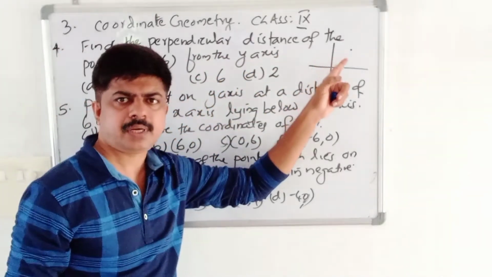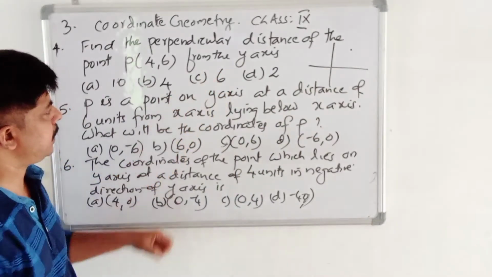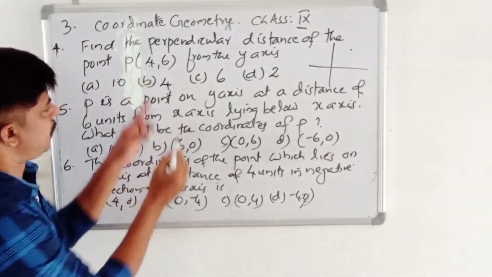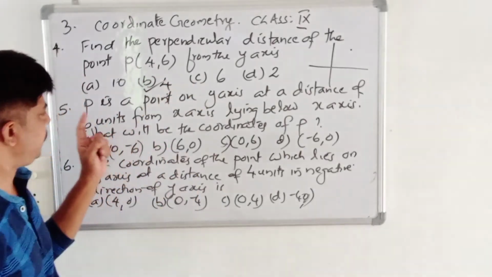Ordinate is always the perpendicular distance from the x-axis. Then here, what is our abscissa or x-coordinate? The answer is 4. 4 is the perpendicular distance from the y-axis. Therefore, our correct answer is option B.